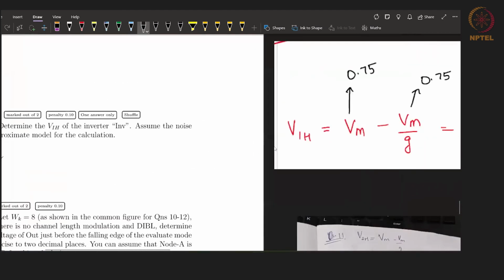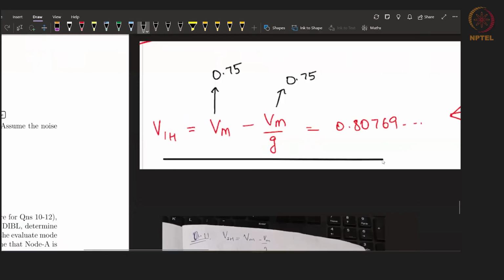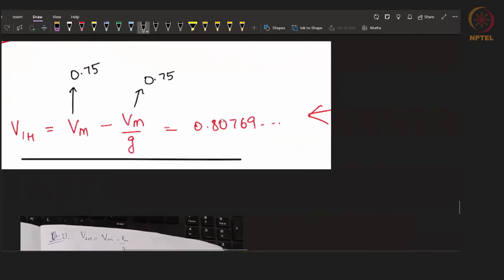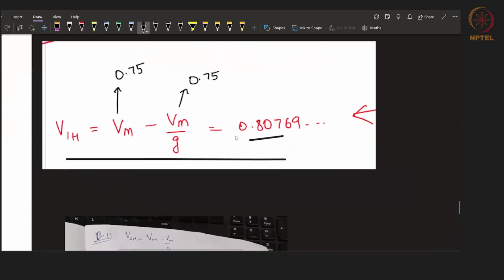Moving on, what is VIH? Again, from the same approximate model, VIH is Vm minus Vm by G. All of its values are given. Therefore, it is 0.80769.